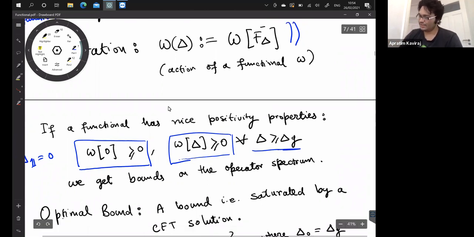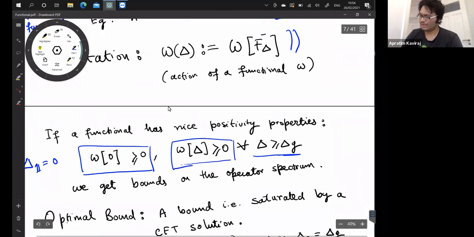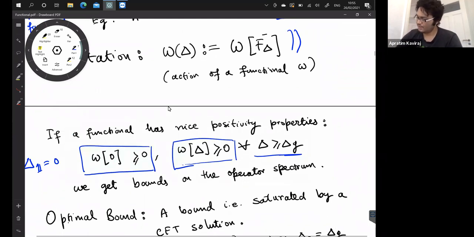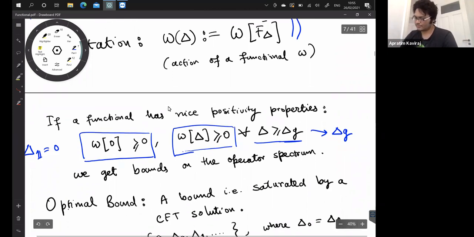So it's simple. If you have this kind of positivity properties, it automatically implies bounds on the operator spectrum. For instance, here it will imply a bound on delta G, but delta G is like the minimum, the operator with the minimum conformal dimension above the identity, the first non-zero non-identity operator. So it implies a bound on that.